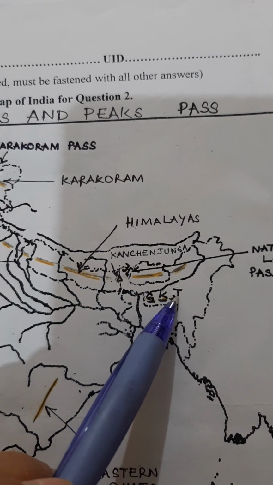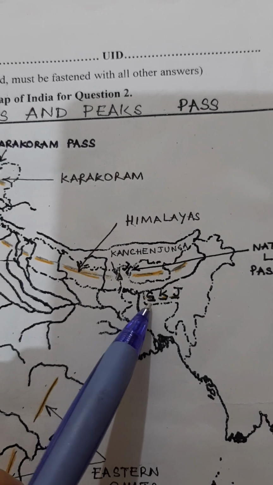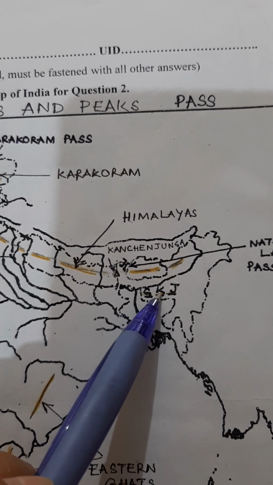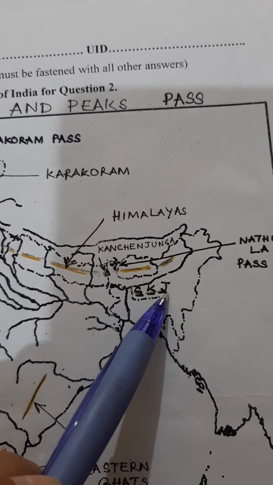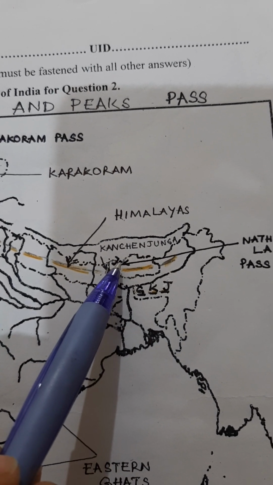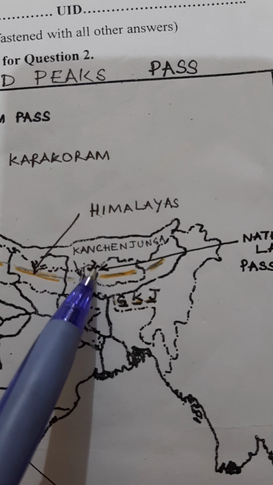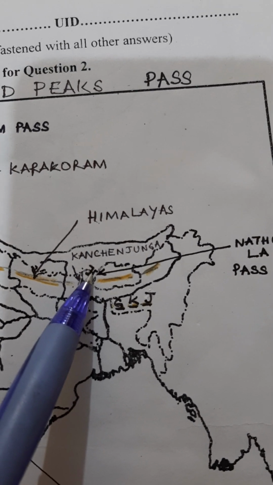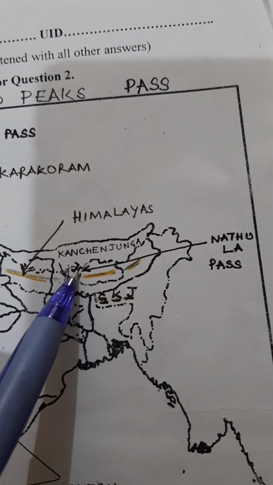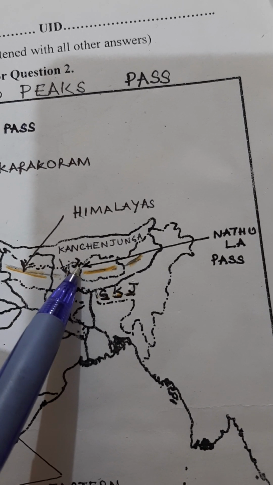Next, these are the Purvachal mountains, also called Northeastern Hills. This is Garo, this is Khasi and Jayantia. And if you see on this side, again you can see two inverted brackets. Now this shows the Nathula Pass. Nathula Pass lies between India and China.